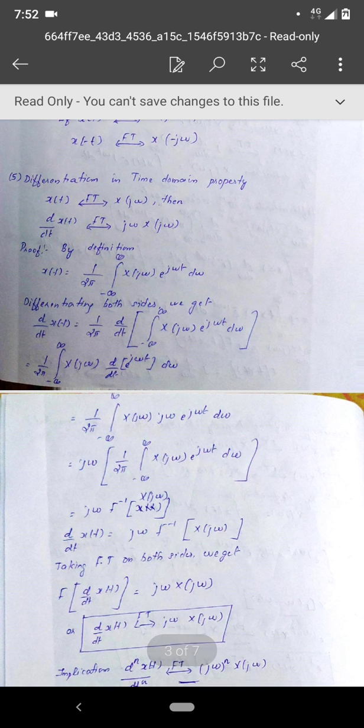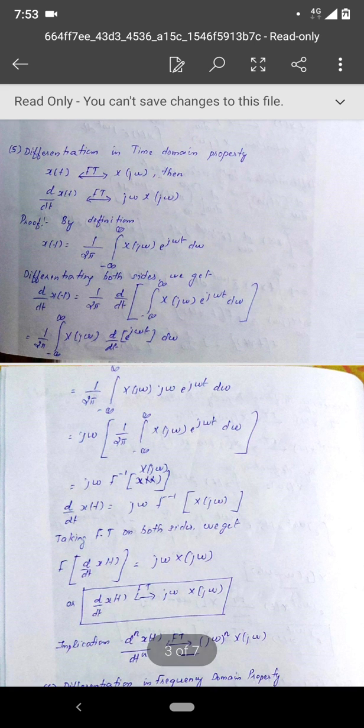So what is inside the bracket is nothing but the inverse Fourier transform of x of j omega, that is F inverse of x of j omega. So d by dt of x of t is equal to j omega Fourier inverse of x of j omega. Okay, I hope you understand. That is what you see inside the bracket, that is 1 by 2 pi integration from minus infinity to infinity x of j omega e raised to j omega t d omega is nothing but the Fourier inverse of x of j omega, or that is nothing but x of t. Okay, so that is why we have written Fourier inverse of x of j omega multiplied by j omega, that is equal to d by dt of x of t.